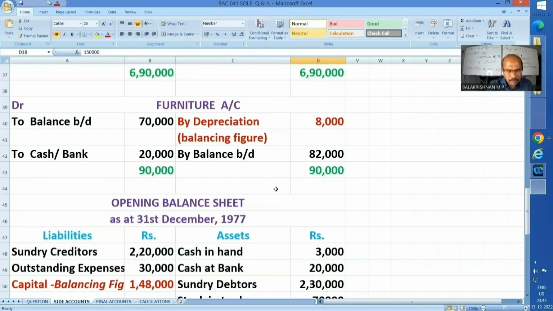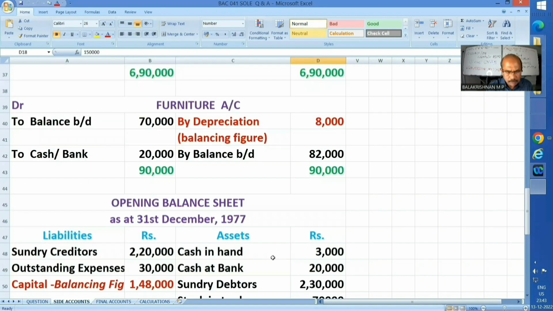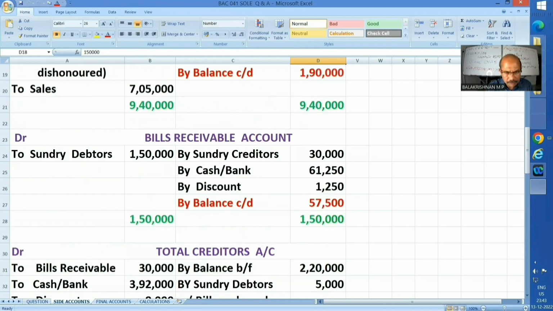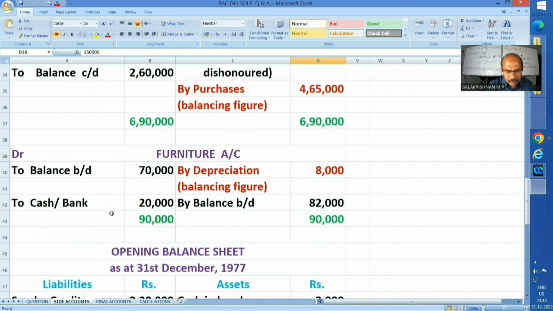Okay. Well, students, let us now take up the furniture account. It's very easy. Opening 70,000, closing 82,000. Let us check it. And 20,000 purchase. Of course, in the cash book I've shown you, by furniture 20,000. And the difference is 8,000. That is nothing but depreciation. So depreciation is the missing figure. That also we have found out.